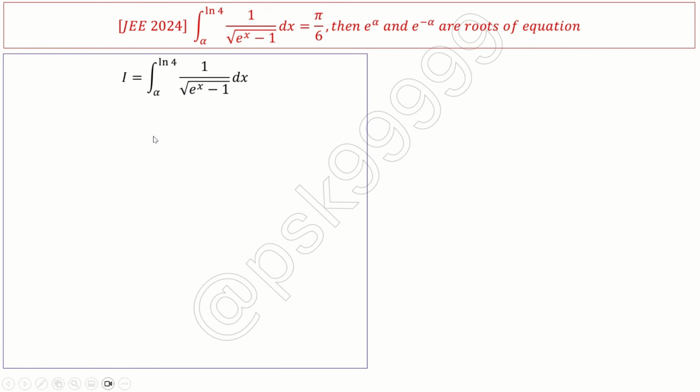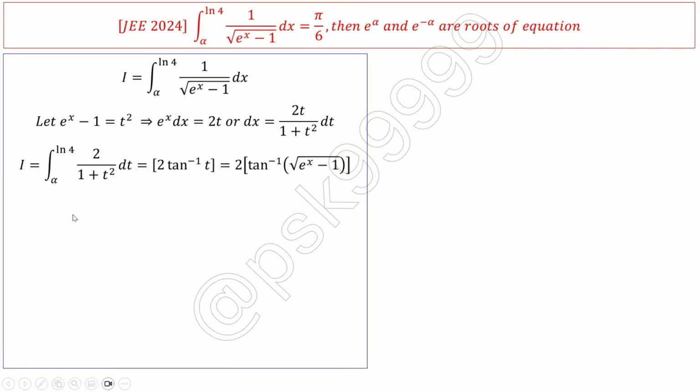This is the given integration which we need to solve, and its value is pi by 6. So let's take e to the power of x minus 1 as t square because it is under a square root. Then e to the power of x dx is 2t dt, or dx equals 2t by e to the power of x, which is 2t by 1 plus t square dt. Now if I substitute all the values, the integration is from alpha to log 4 of 2 by 1 plus t square dt, which is 2 times tan inverse of t.